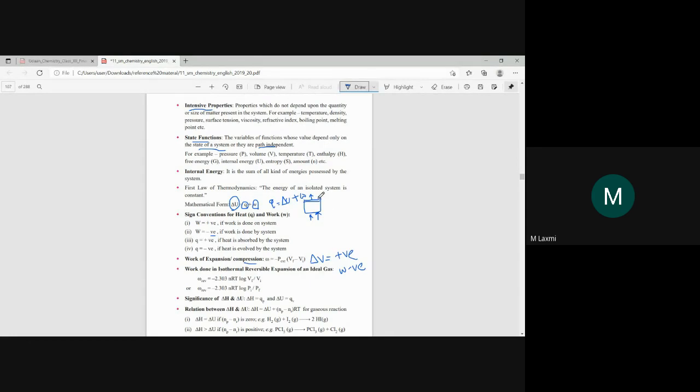During compression, the piston is pushed downwards. A student asks: in the textbook it is written delta U equals Q plus W, but you wrote Q equals delta U plus W. The text says delta U equals Q plus W. See here, the second equation.